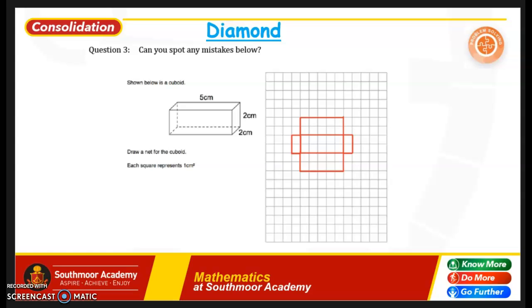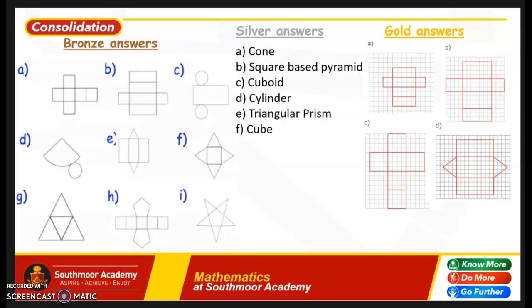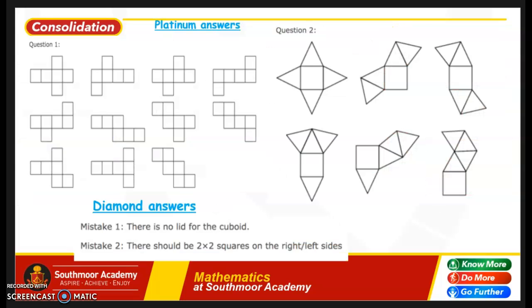So here are your answers for bronze, silver and gold. Pause the video here to let the students mark their answers. And now your answers for platinum and diamond coming up on the screen. Again, pause the video here to let them answer the questions. Make sure you're marking in green pen, correcting any mistakes.